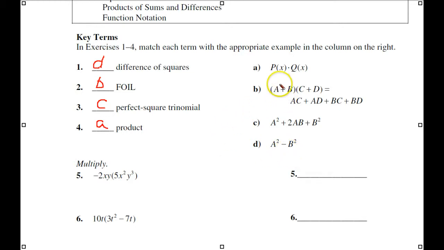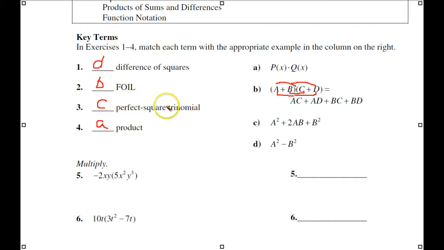is this one, where you will do the first and get this, then do the outers and get this, then do the inners and get this, and then do the last. So the letters are for first, outers, inners, last.